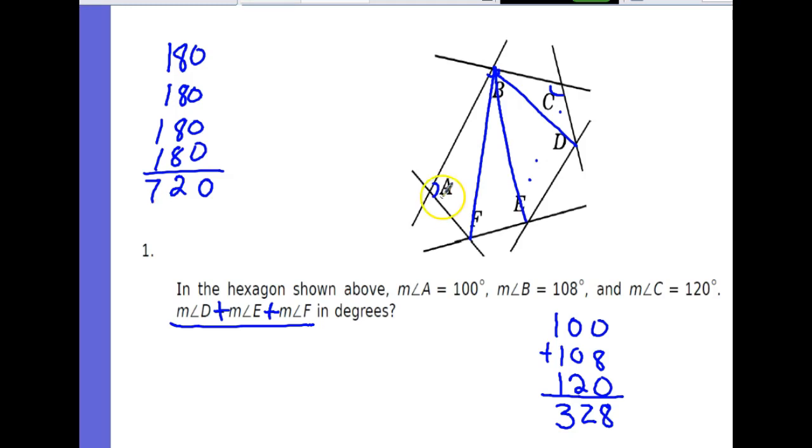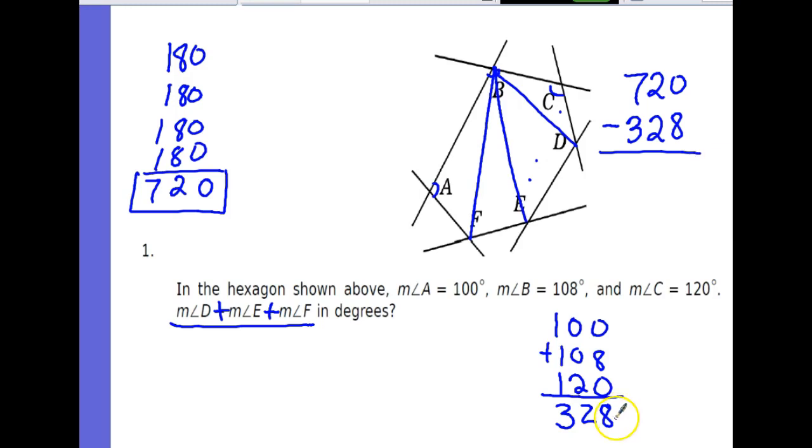All of these angles, A, B, C, D, E, and F, all of them add up to 720. The ones I know add up to 328. So what's my final step here going to be? All of the angles add up to 720. The three I know add up to 328. To find the sum of the three missing ones, you would make that subtraction.